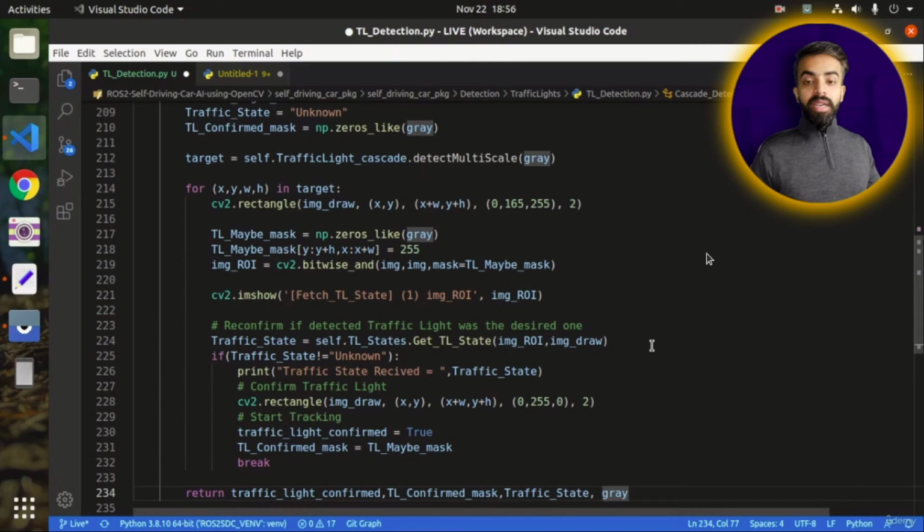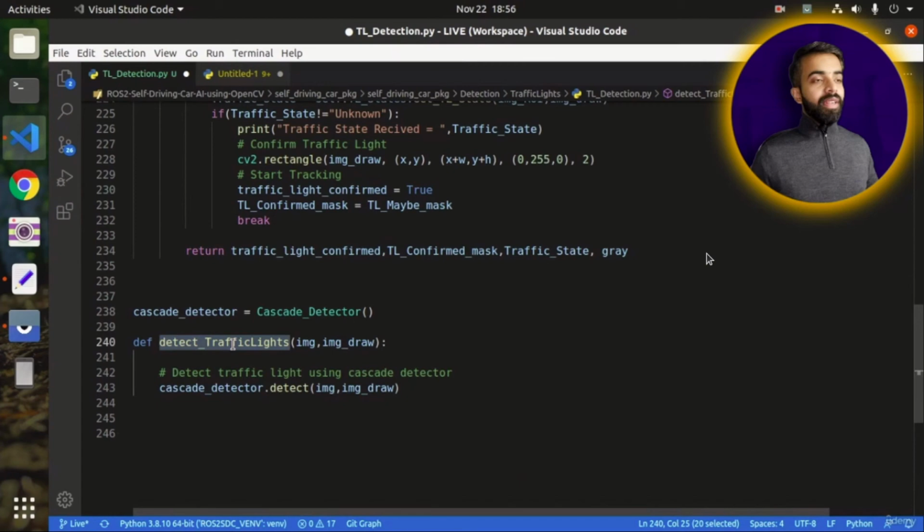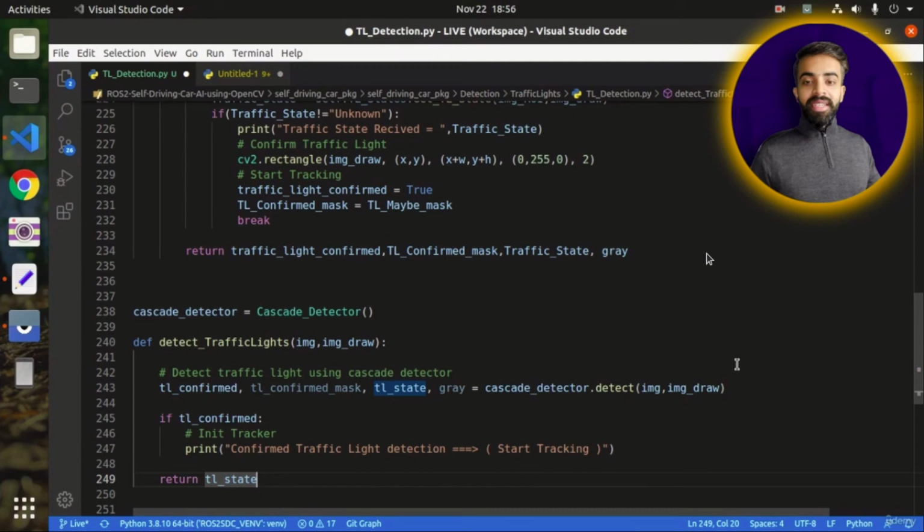Then we return all the set variables and simply retrieve them inside the detectTrafficLight function of the main traffic light detection class. Then we simply check if the traffic light has been confirmed. Then we display the message that we have a confirmed sighting of a traffic light. Hooray!